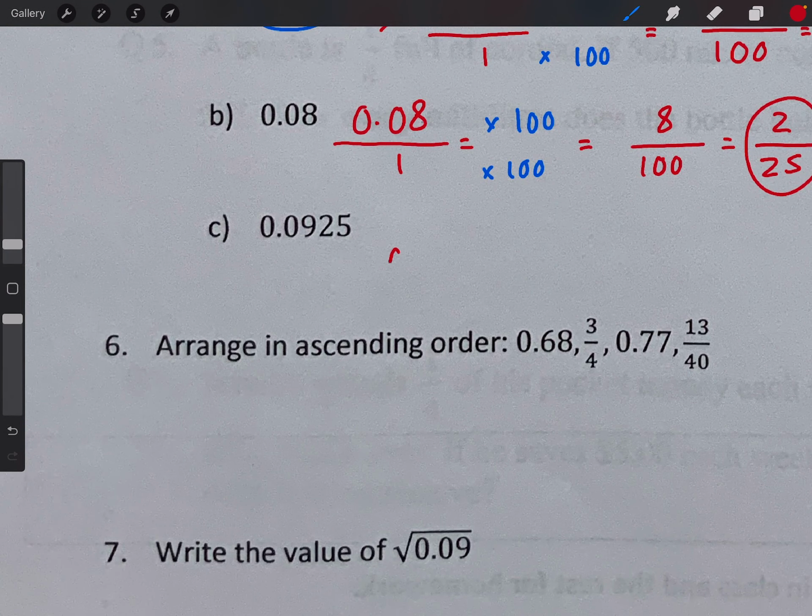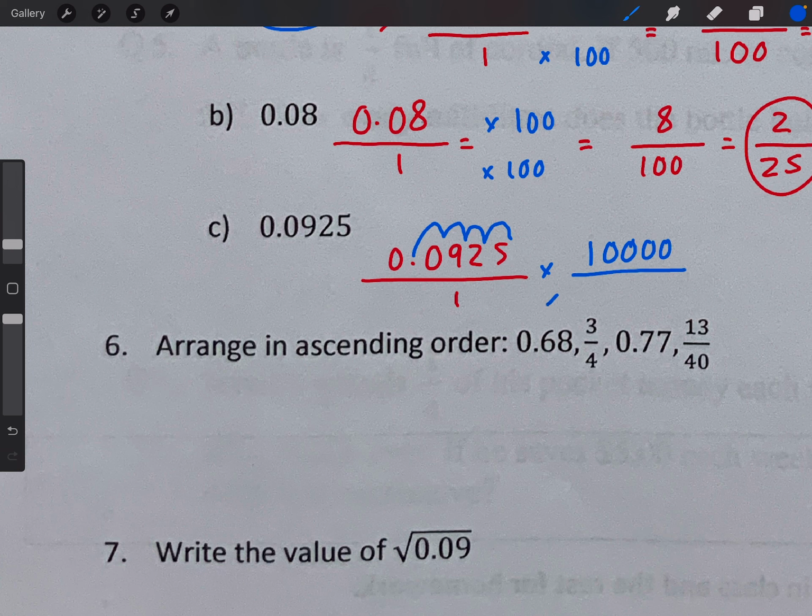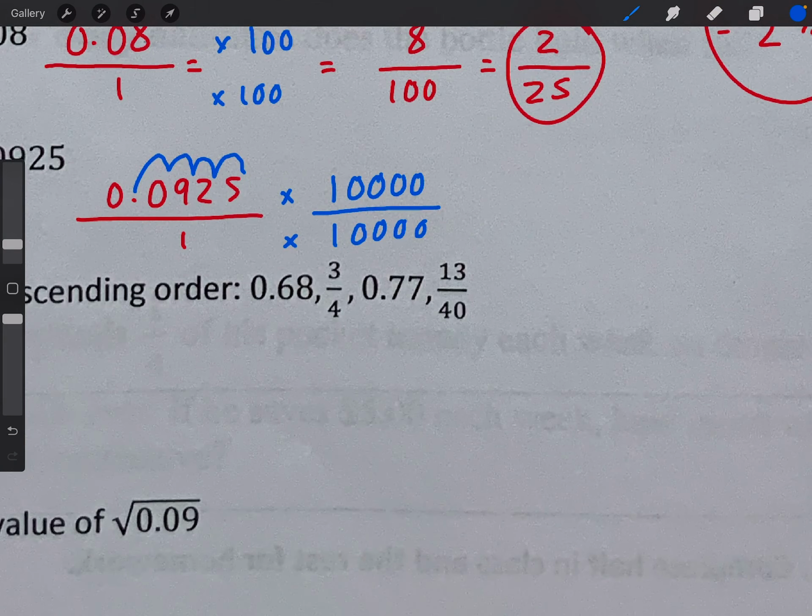Next one, we've got 0.0925. Put it over 1. We'll multiply this by, let's see what number. 1, 2, 3, 4. We need 1 with 4 zeros. And if you multiply the top by that, you must multiply the bottom by that as well. So what you're going to get now is 925 over 10,000. Now we have to simplify it.